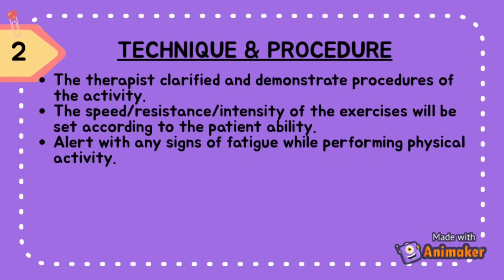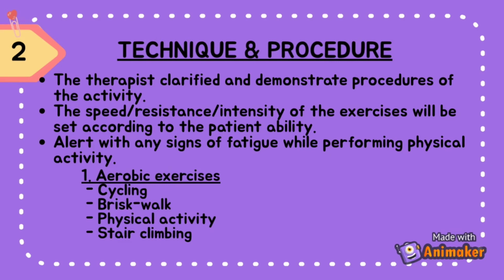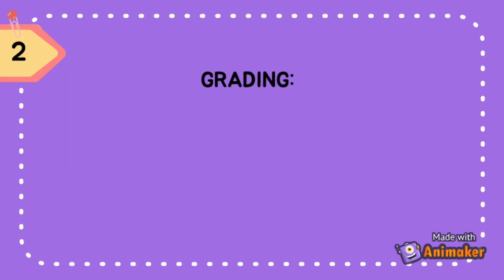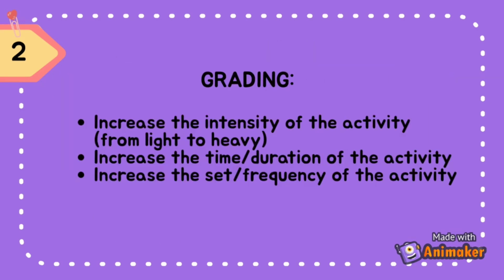To implement the activity, therapists must first clarify and demonstrate the procedure of each activity. Here are some examples of aerobic and strengthening exercise. Next, therapists can also grade the activity by increasing the intensity, time, and frequency.